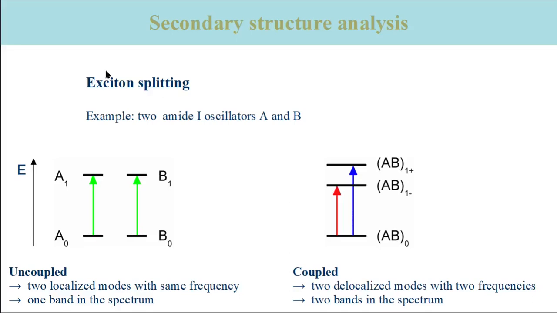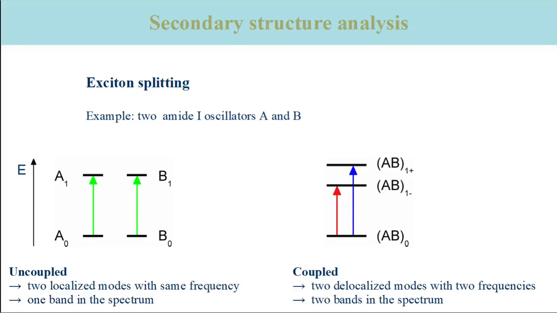The left-hand side here shows the energy levels of two isolated or uncoupled amide groups A and B. They are assumed to have the same transition energy, which is this energy difference, meaning that the amide 1 vibrations have the same frequency. Only one absorption band will be observed in the vibrational spectrum, because the transition energy is the same for both groups. The right-hand side shows the situation when the two amide 1 vibrations couple.